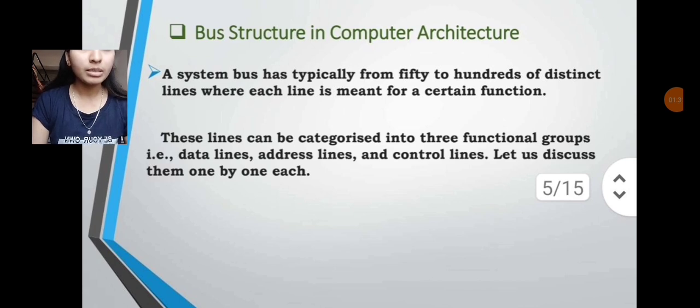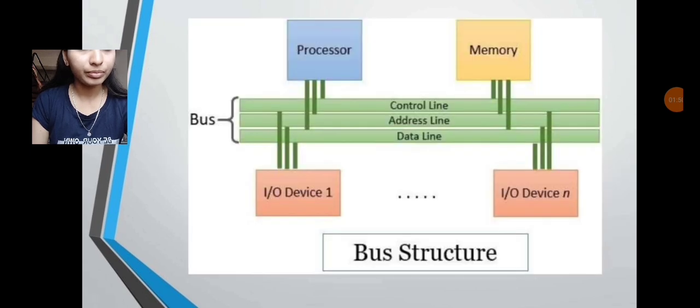A system bus typically has from 50 to hundreds of distinct lines, where each line is meant for a certain function. These lines can be categorized into three functional groups, that is data lines, address lines and control lines. Let us discuss them one by one. This is the structure of the bus in a computer. It consists of three sets of lines which are used to carry the address, control and data.